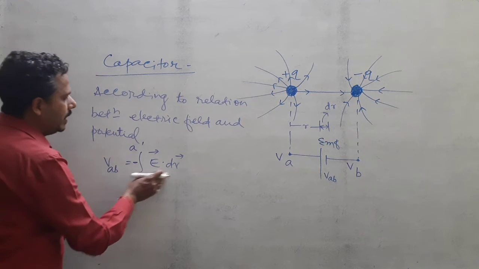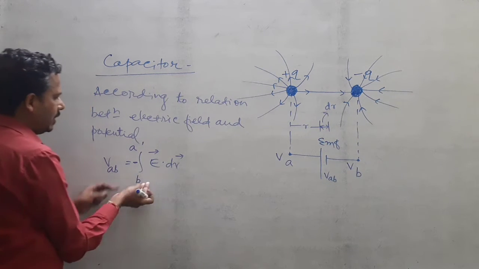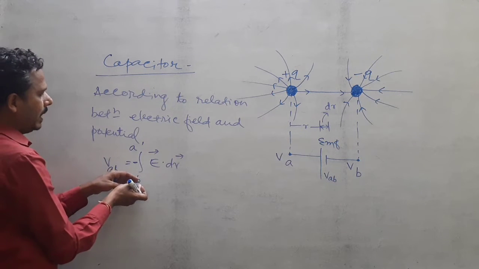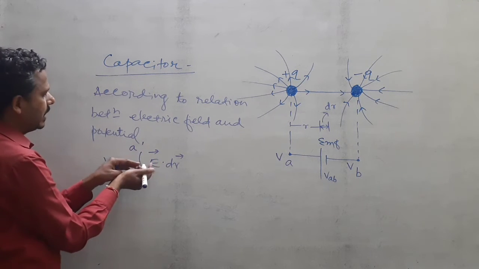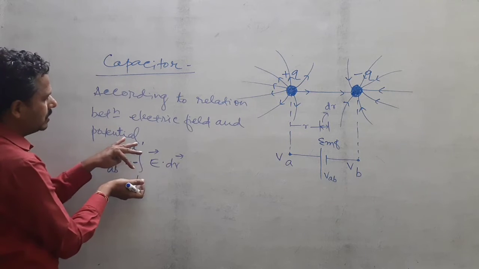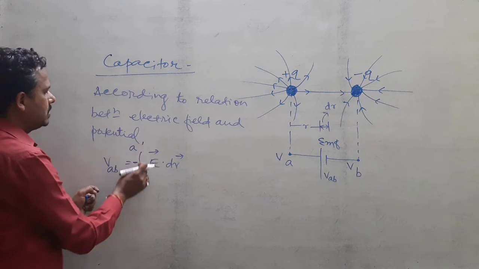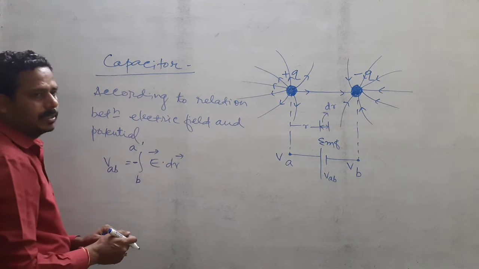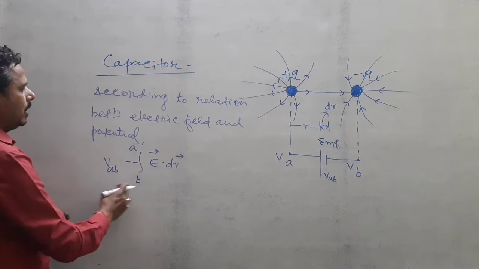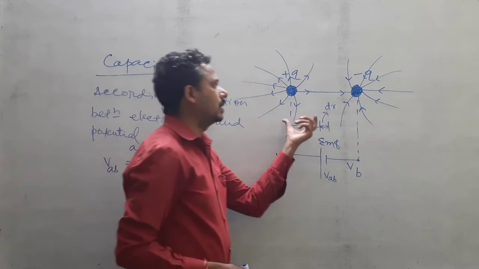Accordingly, whenever you integrate E dot dr from A to B, that would be negative. So you just take a negative sign and take the reverse of its integration, that is B to A. So you will get the same result. Now finally you have got the potential between the two conductors.